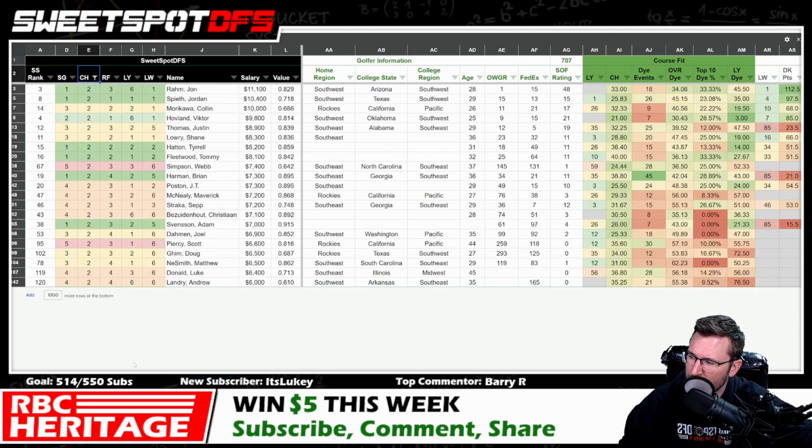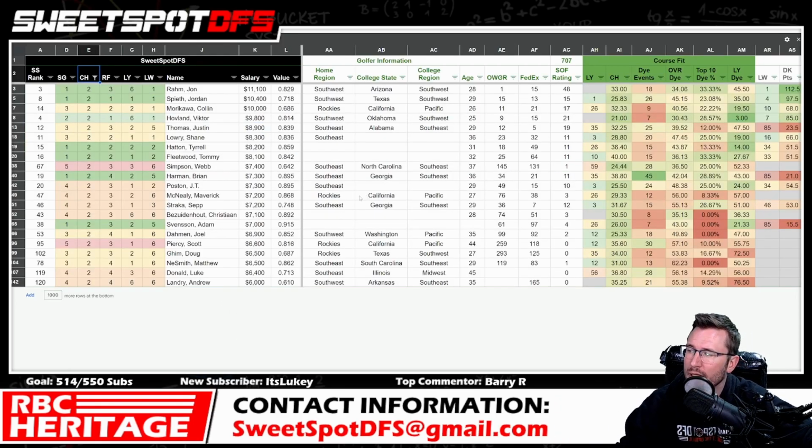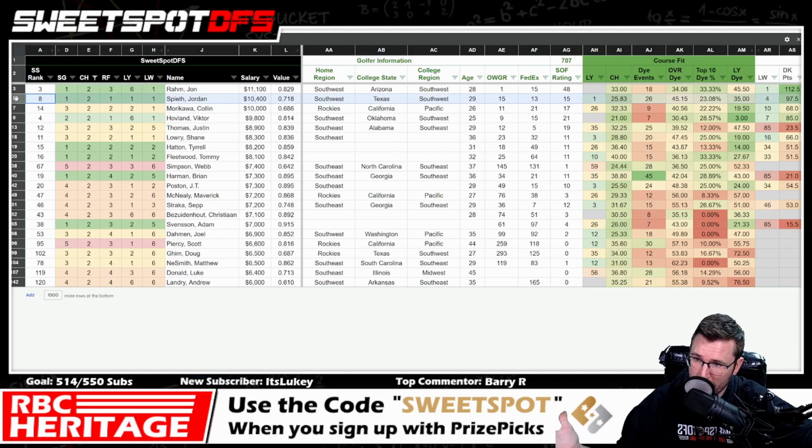The next bucket, our projection's a little bit higher. We want 1 to 3 from course history 2. This is also going to apply for course history 3, so I'm just going to go right to that bucket after talking about this one. We have how many golfers in this one? 21 golfers in this bucket. This is decent course history. It includes the winner from last year in Jordan Spieth. 1 to 3 is the projection.